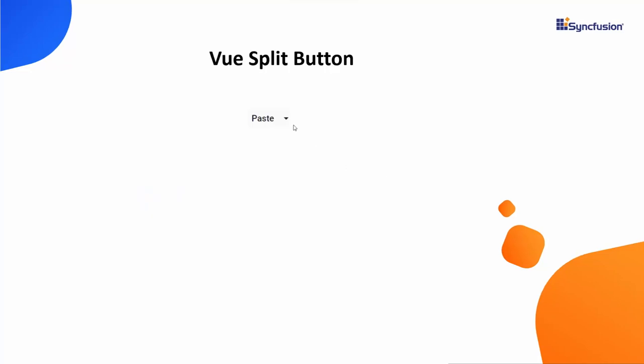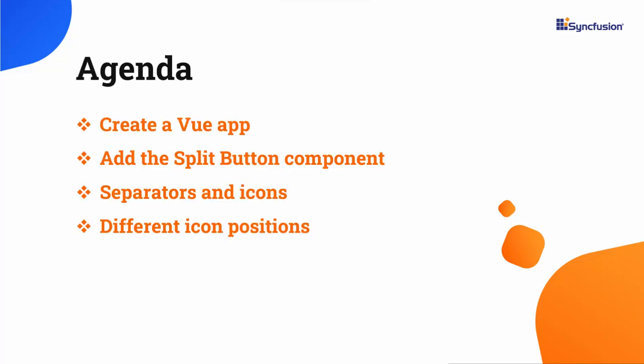The Vue Split Button has a primary button to select the default action and a secondary button to toggle between different contextual overlays that display the list of action items when a drop-down arrow is clicked. In this video, I am going to show you how to add the Syncfusion Vue Split Button component to an app, use its separators and icons, and display it in different positions. I will start with the application creation process.